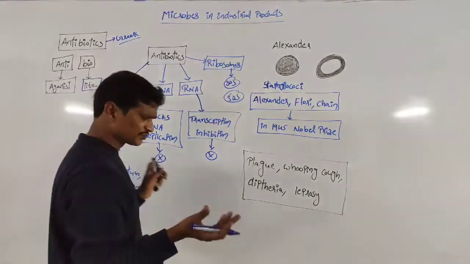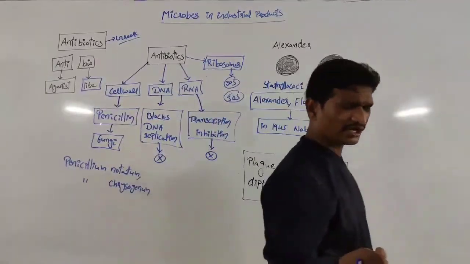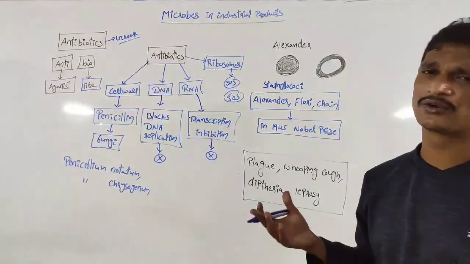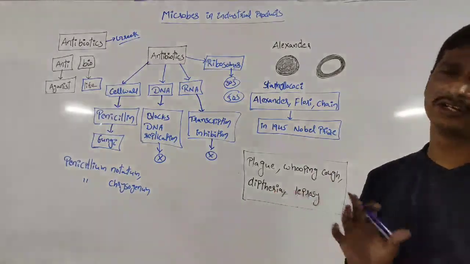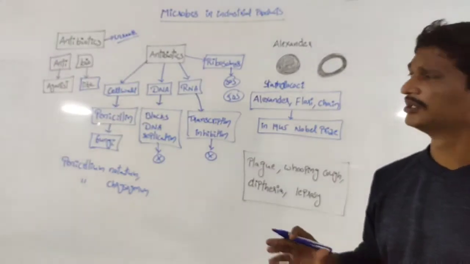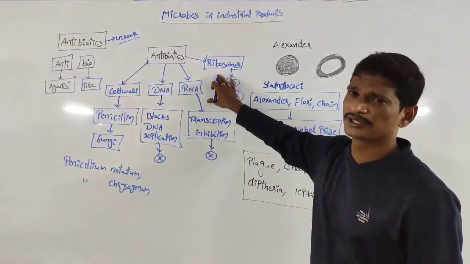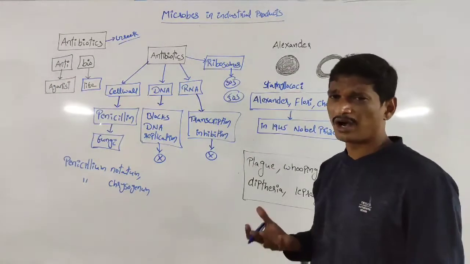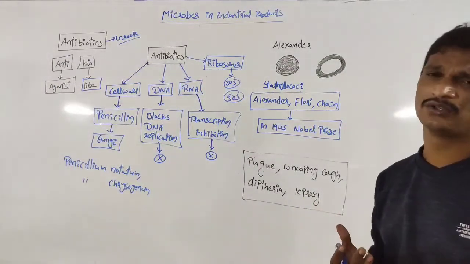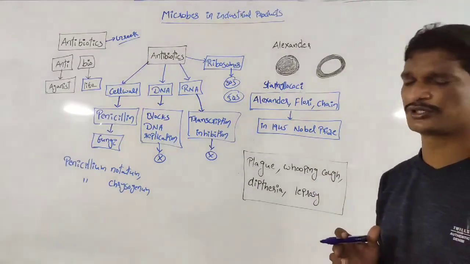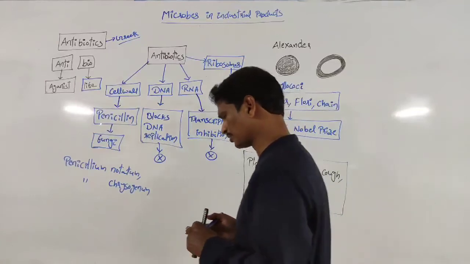So, sir, if the DNA is blocked, if the RNA synthesis is blocked, if the ribosomes are blocked, why are the microbes killed? How are the microbes killed? By the blockage of DNA, RNA, and the ribosomes, the microbes are killed. Sir, if these are blocked, how will the microorganisms die? Simple. We are blocking the gene expression process.